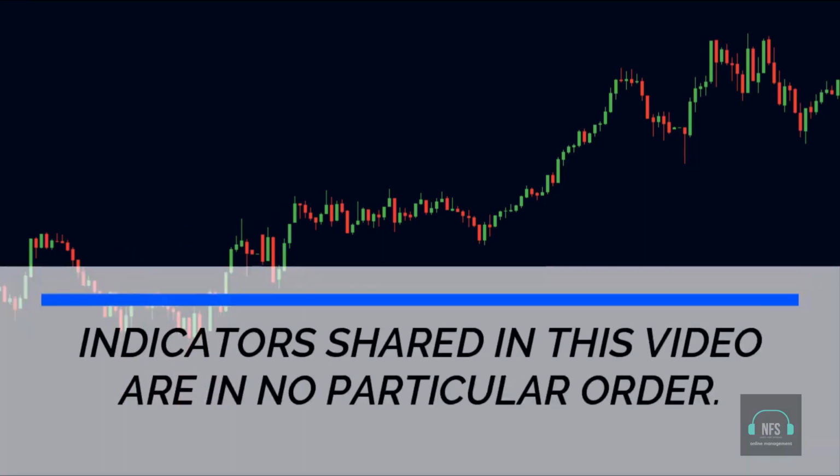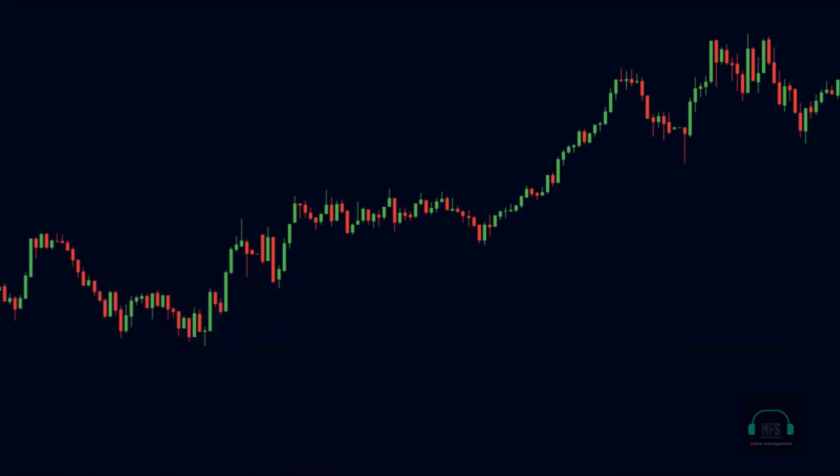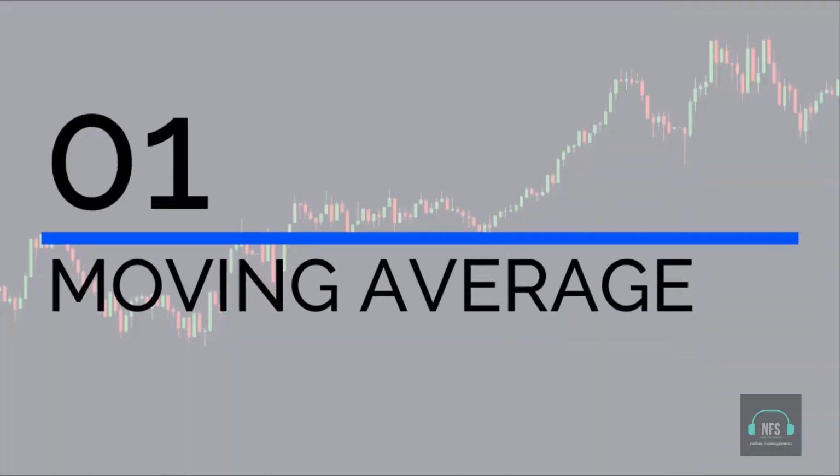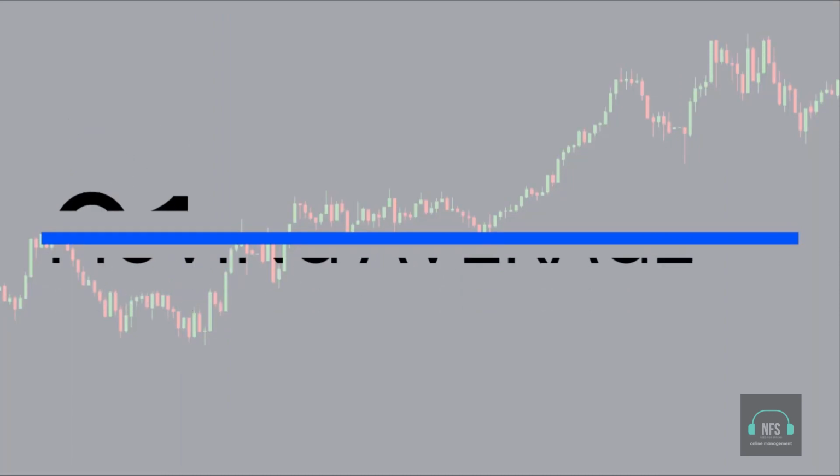The indicators shared in this video are in no particular order. This means that all the indicators shared are equally important. The only thing to keep in mind is that each and every indicator will give you a different perspective of the price action. So, the first indicator is the moving average.